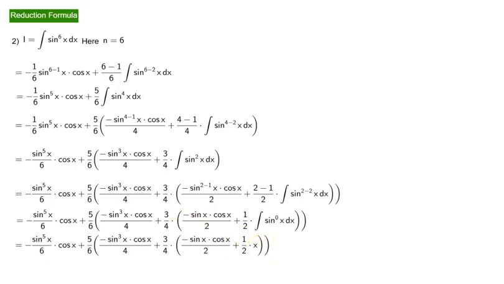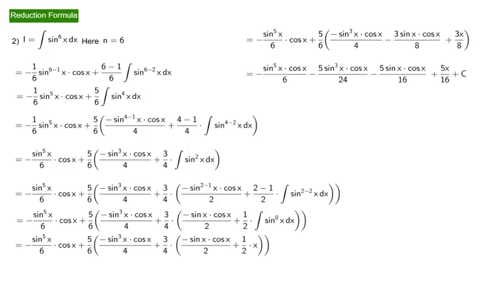Now we start opening up the brackets. So we have minus sine to the power of 5 x by 6 times cos x, plus 5 by 6 times minus sine cube x times cos x by 4, plus times minus, minus 3 by 8 sin x cos x, plus, now here we will have 3 times 1 is 3, 4 times 2 is 8. So 3 by 8 x.